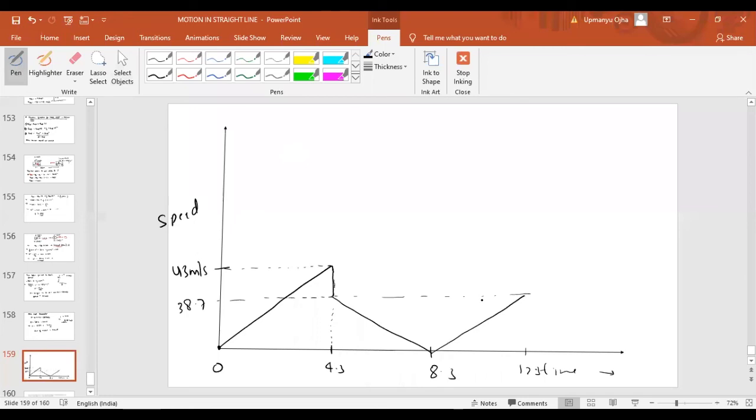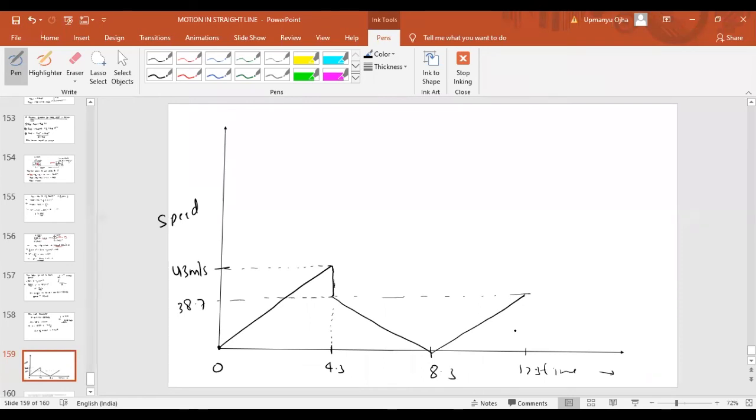Up to what time do we have to draw the graph? Up to 12 seconds we have to draw the graph. See, this is the graph. And after this, its speed will again reduce and it will again come to zero.